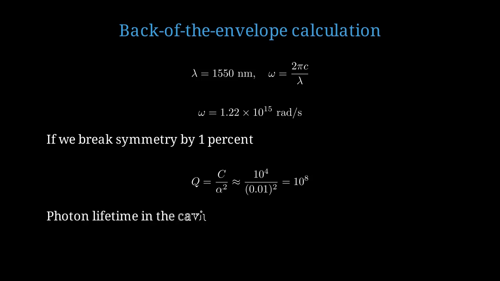What does this Q factor mean in terms of photon lifetime? The photon lifetime tau is related to Q by a simple formula. Tau equals Q over omega, with Q equals 10 to the 8, and omega equals 1.22 times 10 to the 15, we get tau equals 82 nanoseconds. That's an extremely long photon lifetime for a nanoscale cavity.